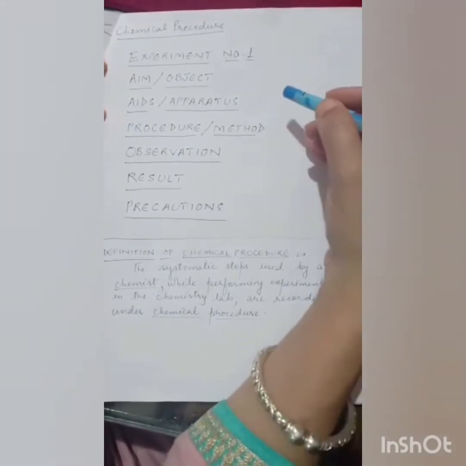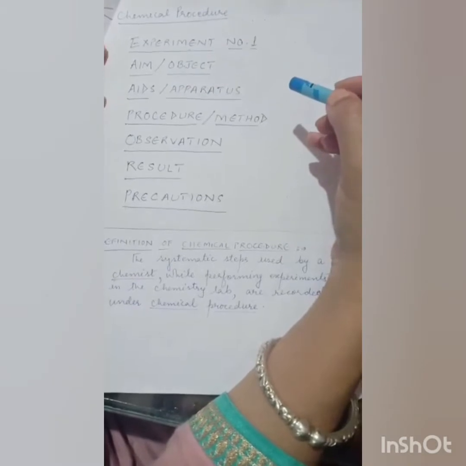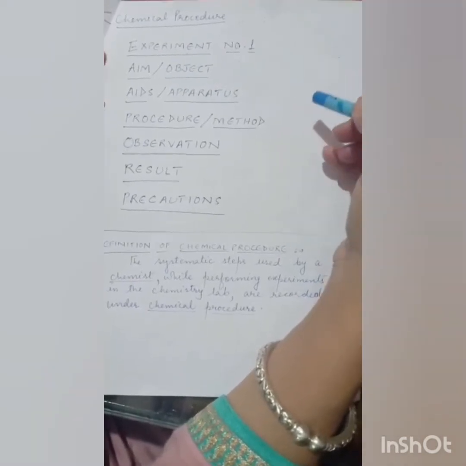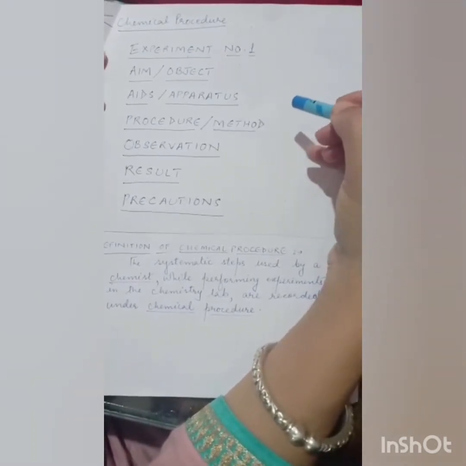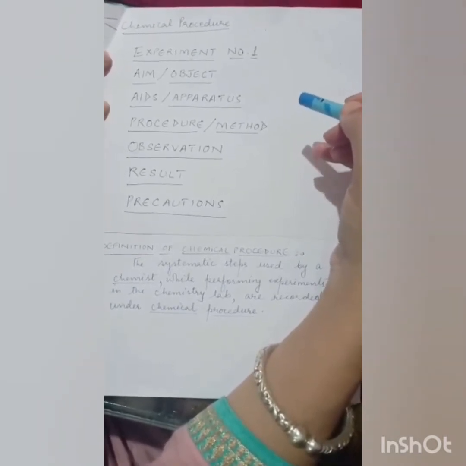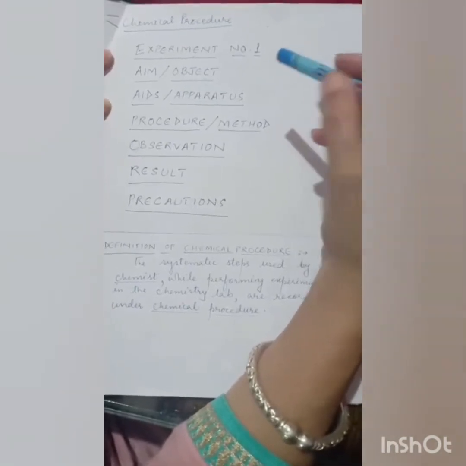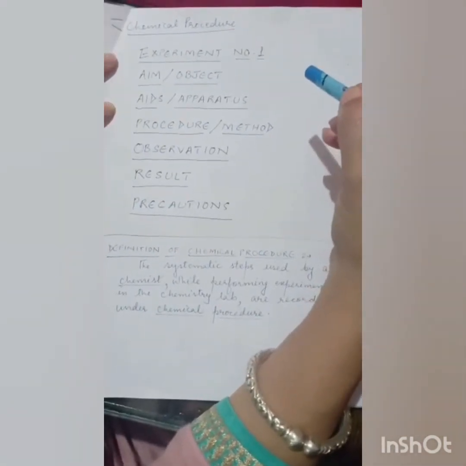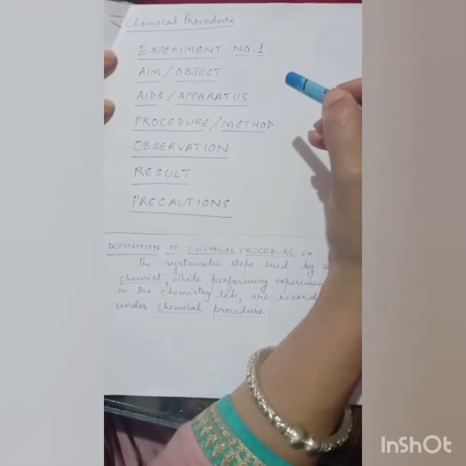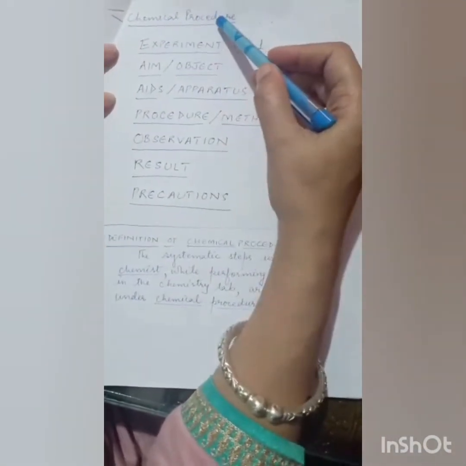Good morning, students. Today I will teach you how to write an experiment in the practical file and also how to perform an experiment in the chemistry lab. A chemist follows certain systematic steps to write down the experiment. So these are recorded under chemical procedure.